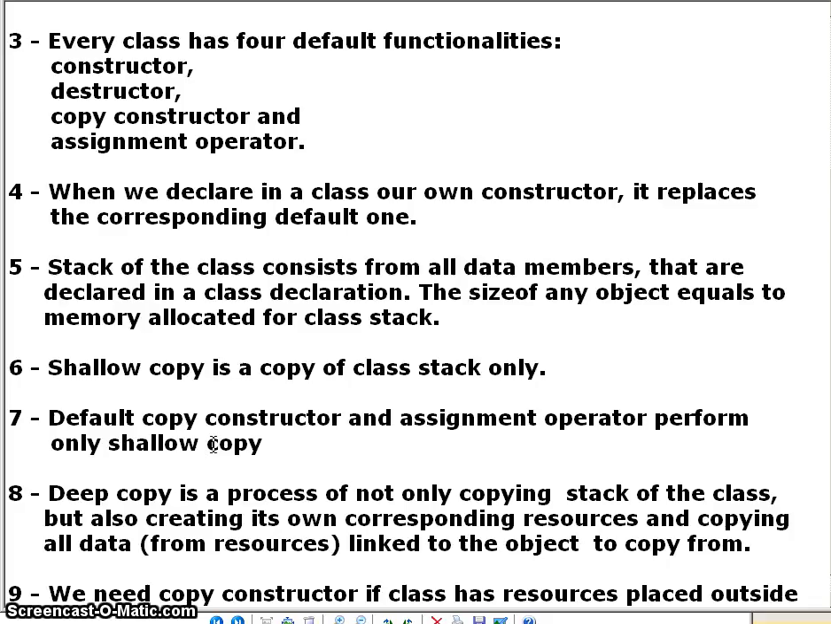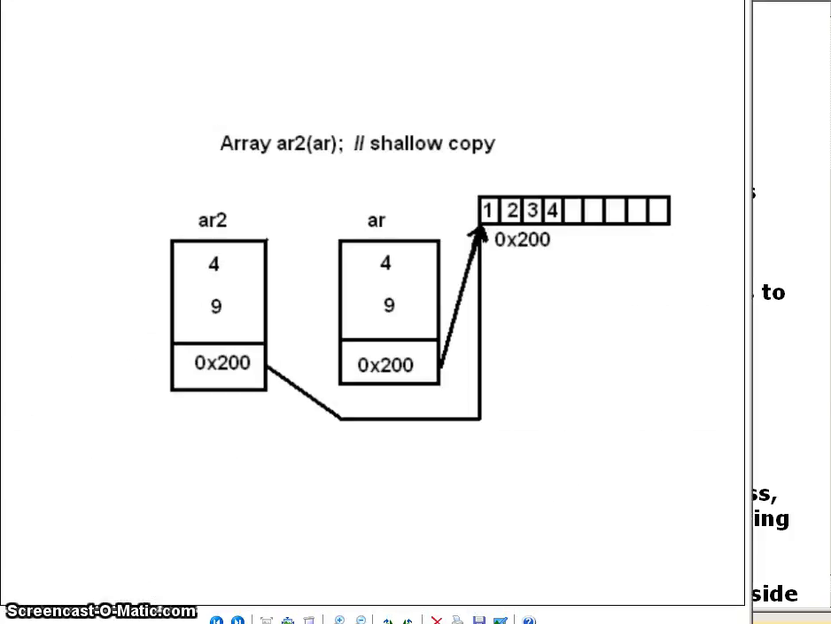Look, the default copy constructor and default assignment operator perform only a shallow copy. What is shallow copy? Shallow copy is when our operator or copy constructor copies only the stack of the class. What is the stack? The stack of a class consists of all data members that are declared in the class declaration. The size of any object equals the memory allocated for the class stack. Let's look at our drawings.